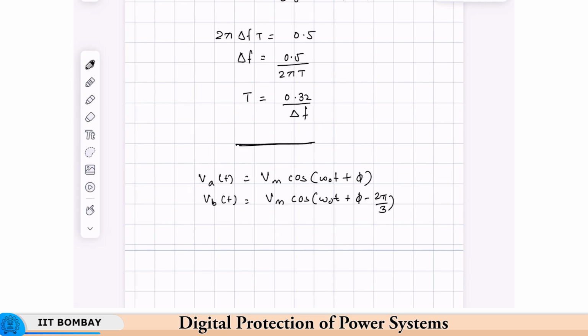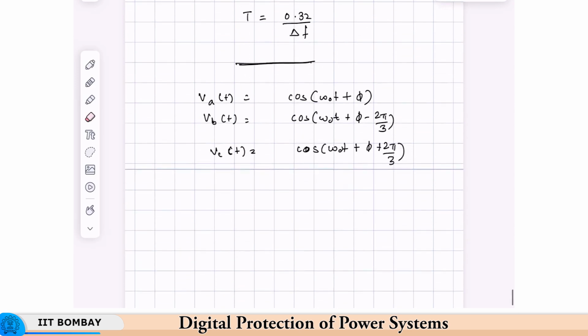This is Vb of t. We are taking three phases, and Vc of t is Vm cos of omega naught t plus 2 pi by 3. Now, without any loss of generality, we could actually use these signals only. Vm can be considered as unity, or normalized unity. It doesn't matter, because we are just calculating system frequency here. So in our overall treatment, this will not matter at all.